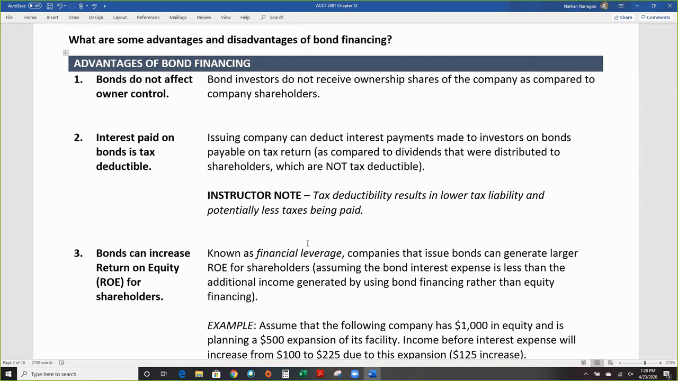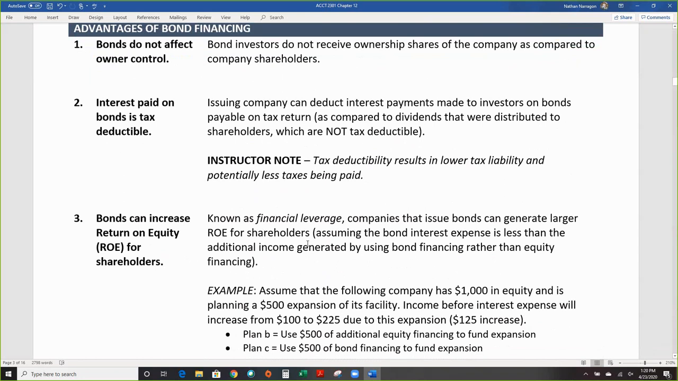Next, that interest that we have to pay, yes, we have to pay it, it's actually fully tax deductible. So it actually, in the end, can save us some taxes, which is nice. On the flip side, and you can see in parentheses, equity or stock sales, the only way we can pay our stockholders is through dividends, which is a non-taxable item. So, that's actually no good. Doesn't help us. So, another plus for bonds.